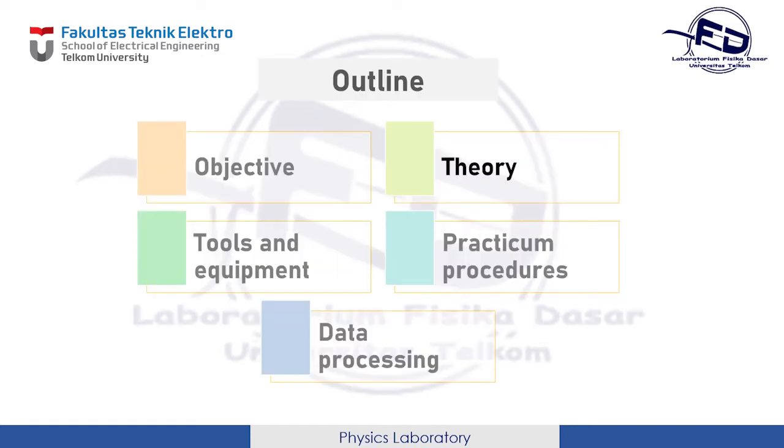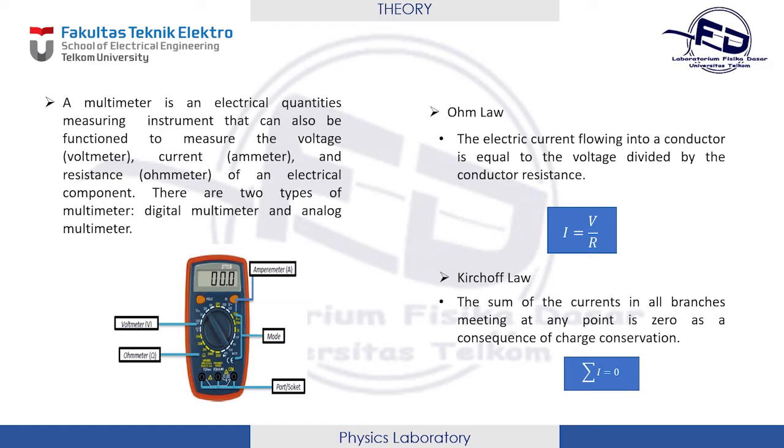After we know about the objectives, we go to the next part, which is theory. In this part, we are going to know about the theory that we use in this module. First, multimeter. What is a multimeter? A multimeter is an electrical quantities measuring instrument that can be used to measure the voltage, voltmeter, current, ammeter, and resistance, ohmmeter, of an electrical component.